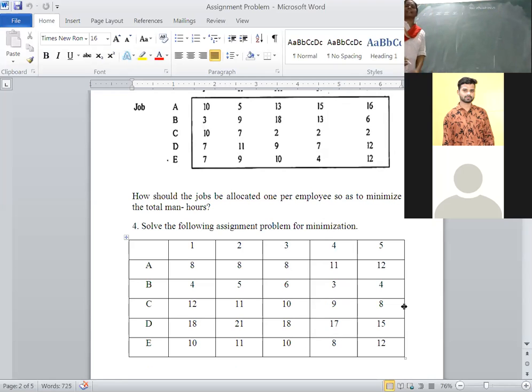Fourth problem. Directly they ask this problem: solve the following assignment problem for minimization. Okay, take down the values. Important problem. It appeared many times in the final exam. Perform row operation if you have completed.